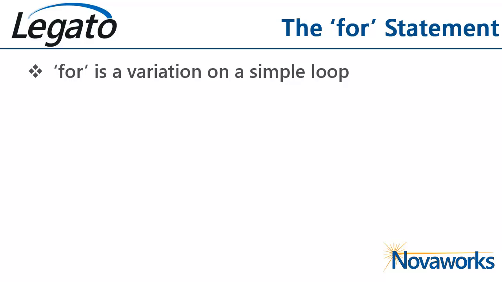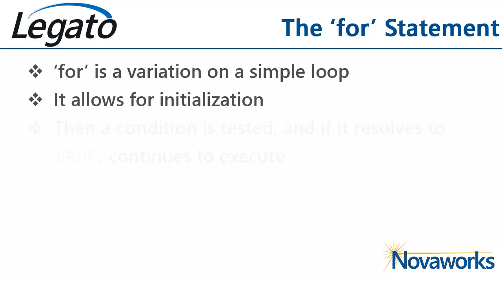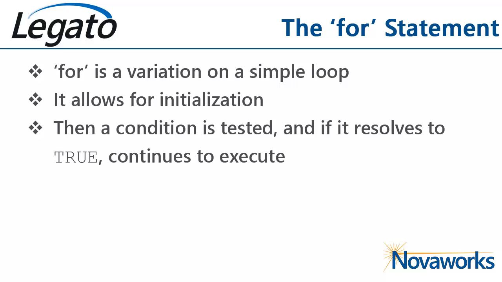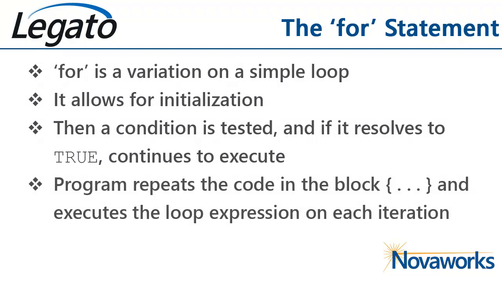The next type of loop expression is the for statement. This is a little more sophisticated. It's a variation on the simple while loop. It allows for built-in initialization. When the condition is tested, if it resolves to true, it'll continue to execute the block. And as it repeats the code inside the block, it'll run the iteration expression. So each time it loops through, it'll then run the iteration after it's done.